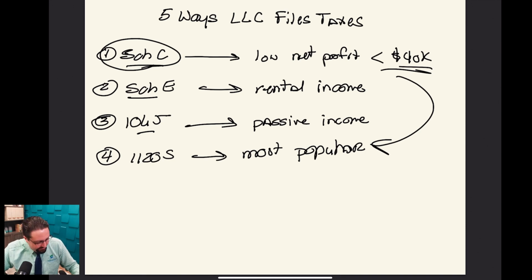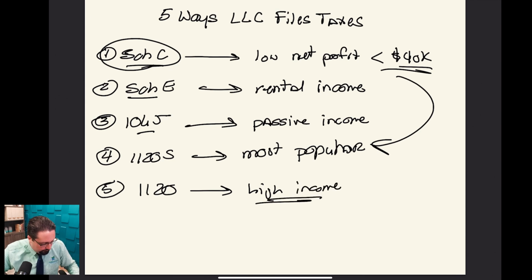Okay? And then the fifth way is the C corporation, which usually is good when the owners have high income. Usually when owners of an LLC have higher income, it is better for their LLC to pay taxes as a corporation.